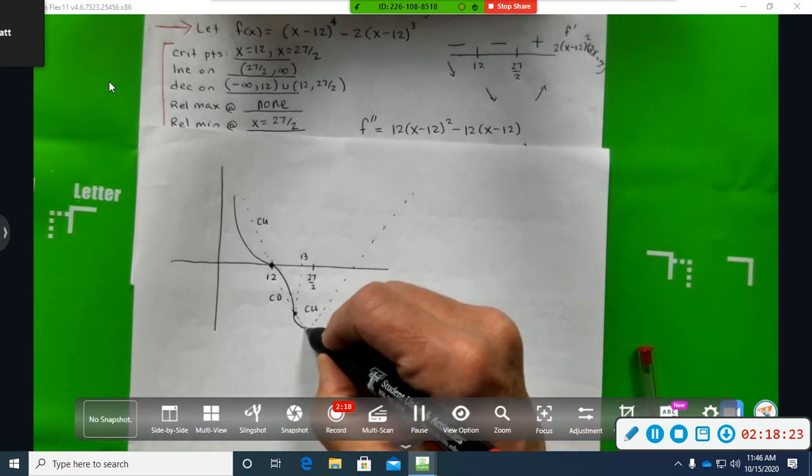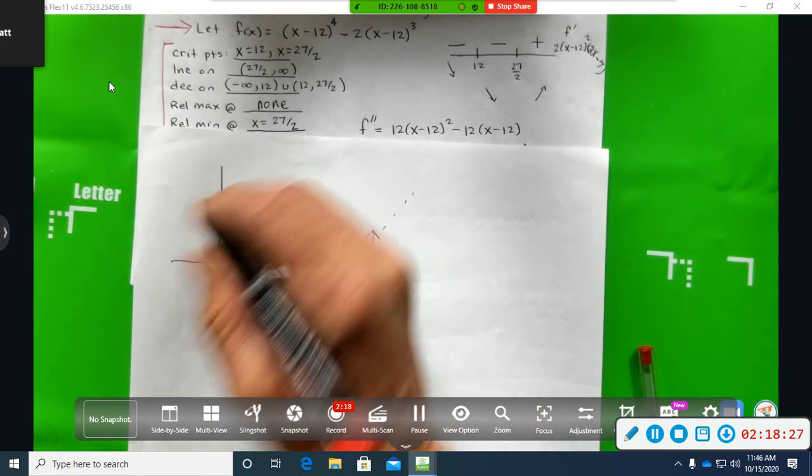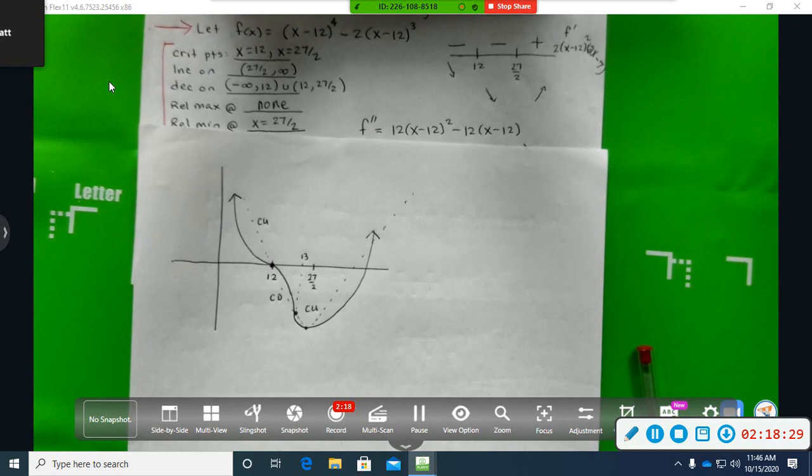So concave up, concave up. So the first derivative just told you it looked kind of like a parabola, but the second derivative tells you somebody put a punch in that parabola right here and knocked it in a bit. Okay?